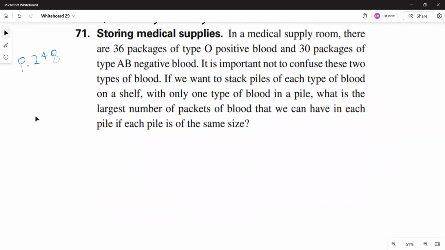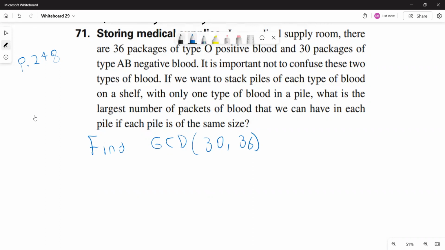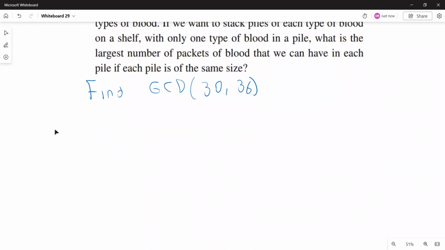Okay, so we're going to divide them. Just from the context, you can determine whether it is the GCD or the LCM. In this case, they are going to divide the blood into piles of the same size. So we're going to find the greatest common divisor of 30 and 36. We're going to do that by using prime factorization.